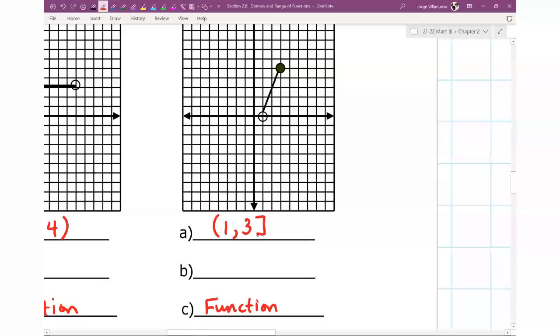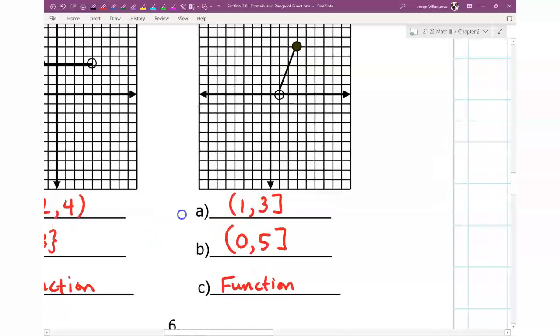Now, what's the lowest that it goes? What's that number, in terms of height? What is the lowest that it goes? 0. And then what's the highest that it goes? 5. Yeah. Should I include the 0? No. Should I include the 5? Yes. Okay, because there's a solid dot at the 5, but there's an open dot at the 0.